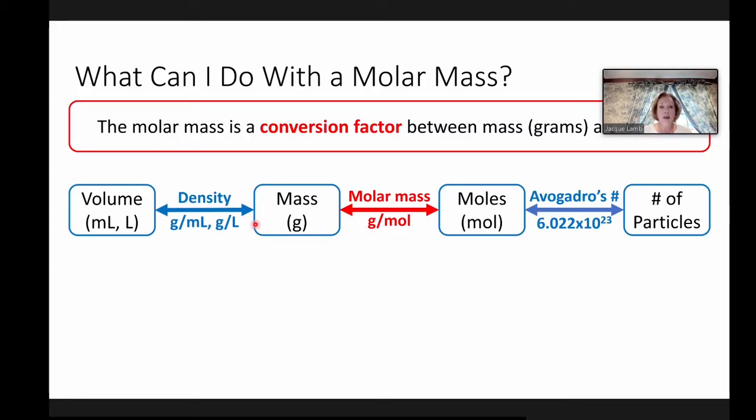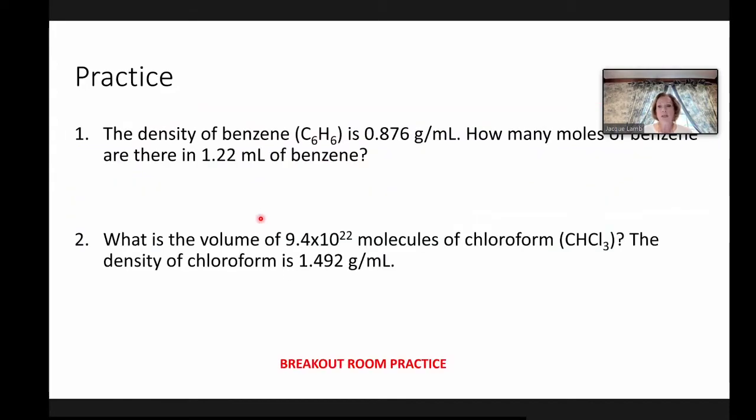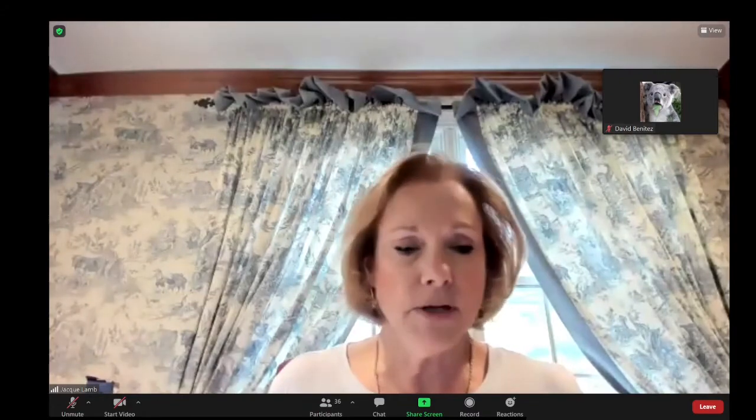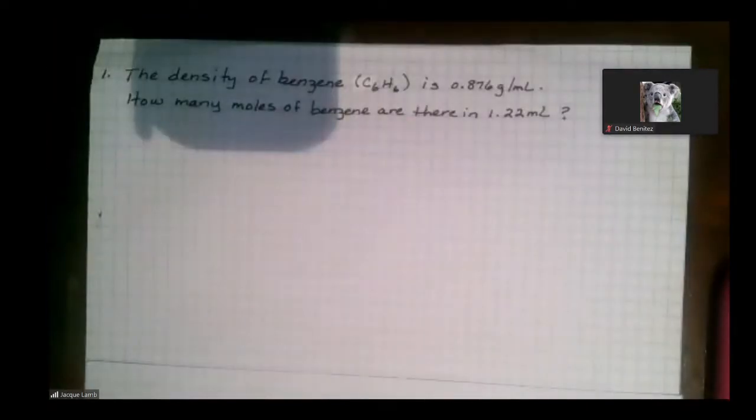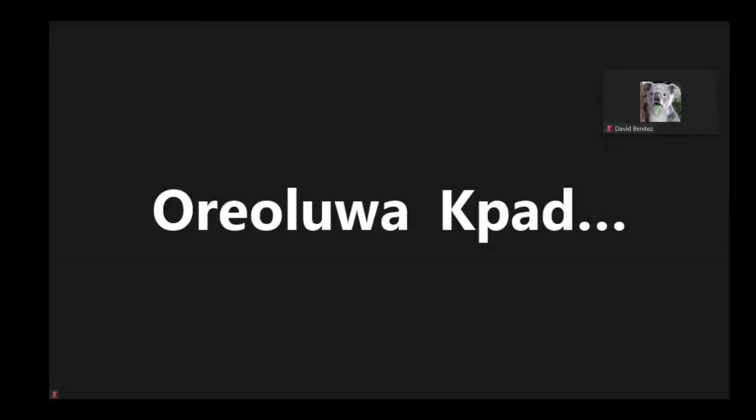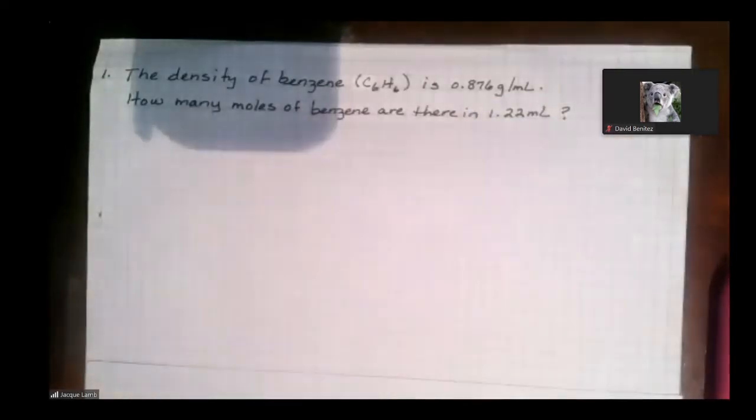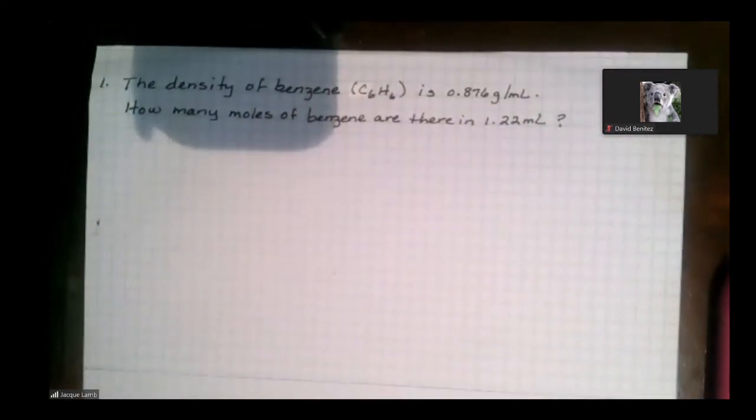So that's another conversion factor that you're going to be able to use. I have a couple of problems here that I am going to work out for you because I think sometimes it helps for me to show you how I do the problems, and then you're going to do some practice. So let me switch to this.